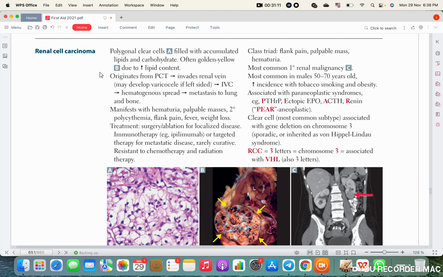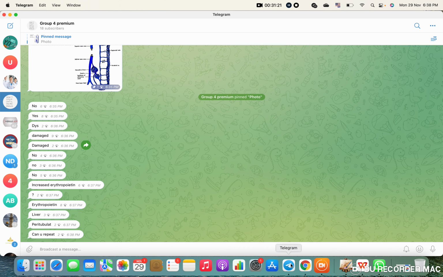We call it Paraneoplastic Syndrome. So the definition of Paraneoplastic Syndrome is a production of a hormone or antibodies or any substance from a tumor that can lead to pathology. We call it Paraneoplastic Syndrome.